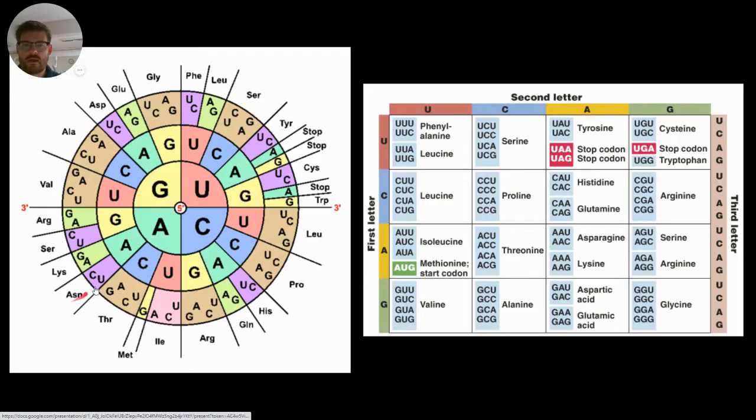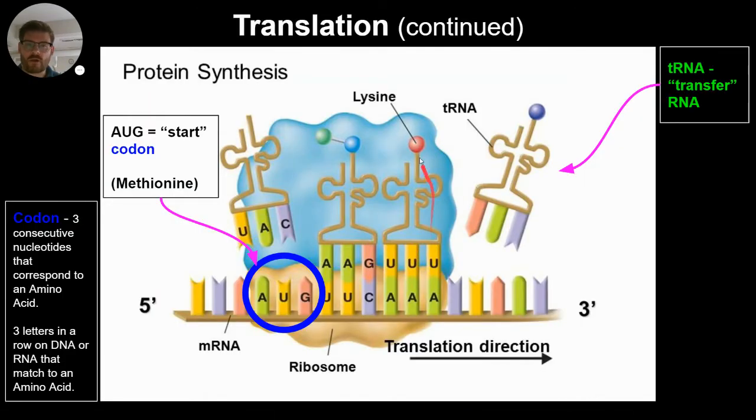AAA. Let's see here. AAA. Lysine is the amino acid that's going to get attached here. And look, that's what they have in this chart. Lysine, which matches up with the AAA. So this is how we match the amino acids with it.